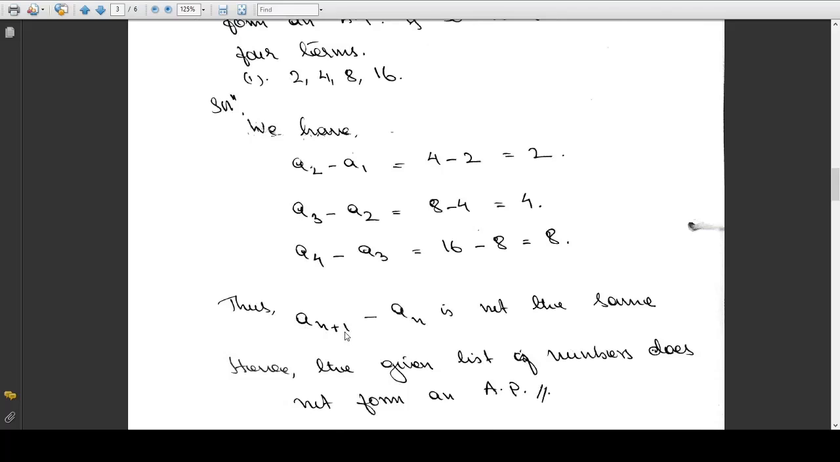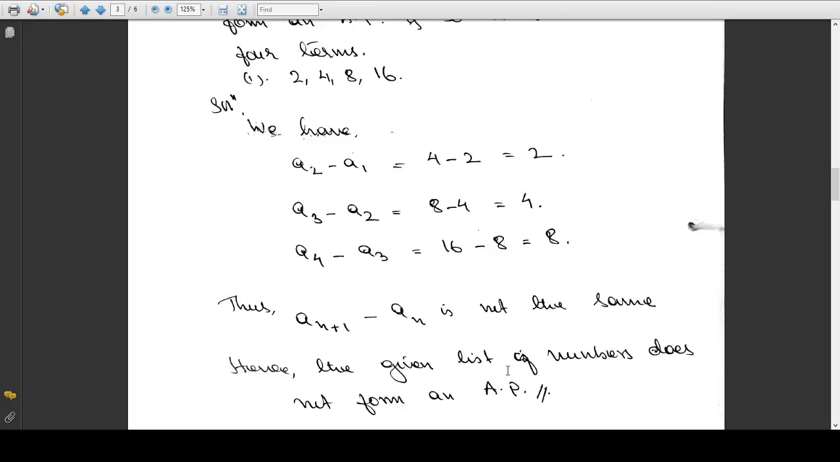Just a(n+1) minus a(n). Suppose n is 2. N plus 1 is 2 plus 1, 3. A3 minus A2. Suppose you take n as 1. 1 plus 1 is 2, an is a1. A2 minus A1 is the same thing as this. The second minus first, third minus second, fourth minus third, it is not the same. This a(n+1) minus a(n) is not the same. Hence the given list of numbers does not form an AP.